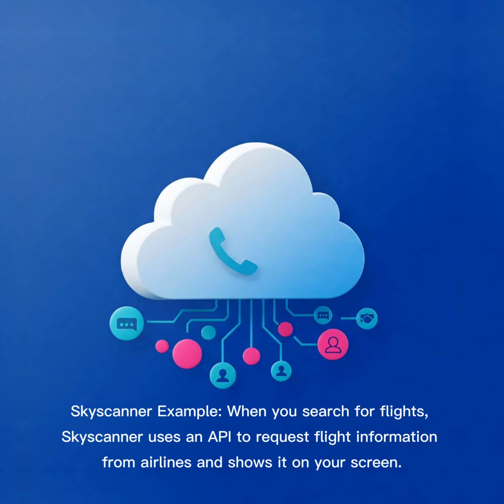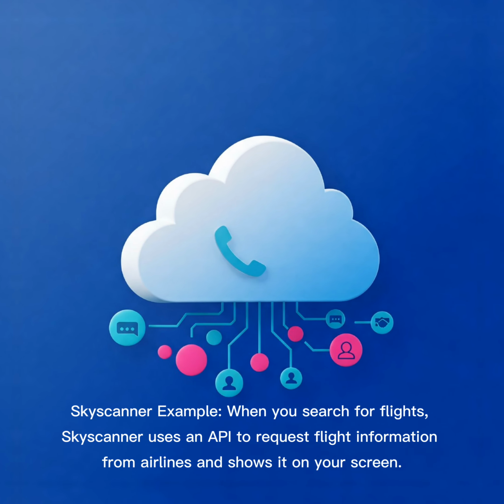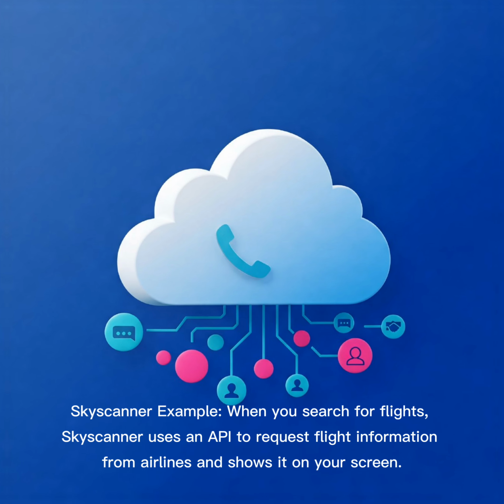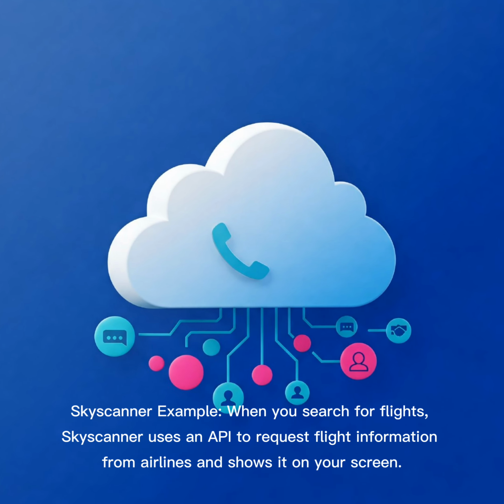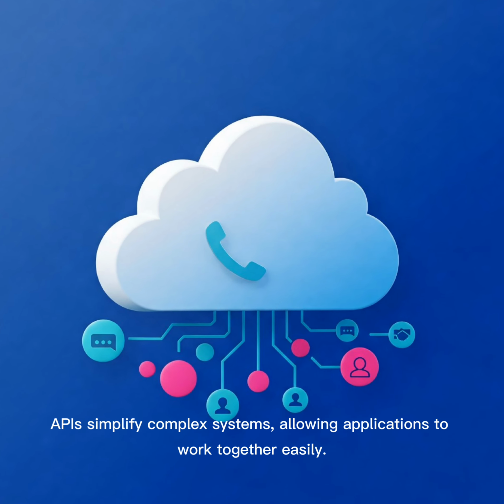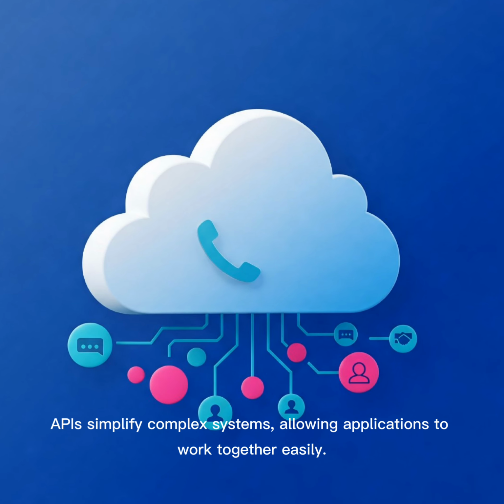Skyscanner example: when you search for flights, Skyscanner uses an API to request flight information from airlines and shows it on your screen. APIs simplify complex systems, allowing applications to work together easily.